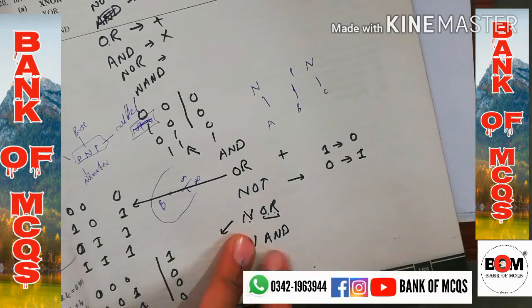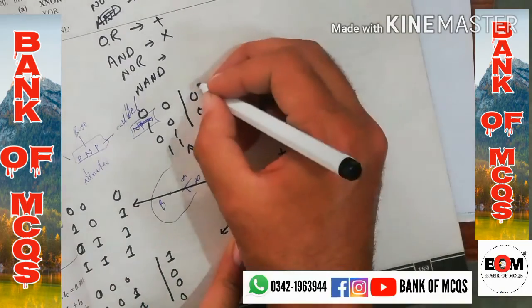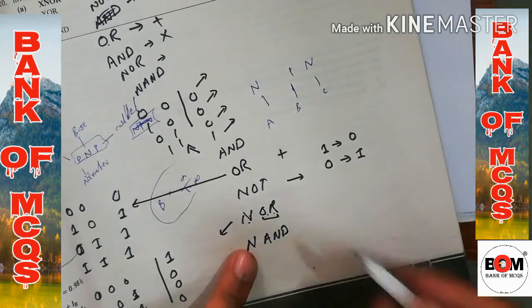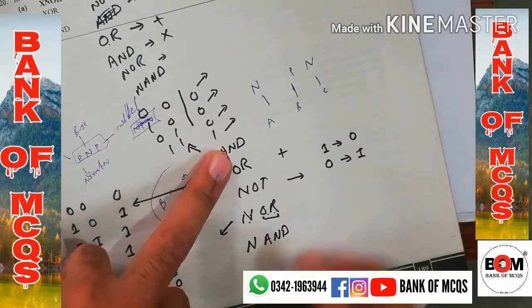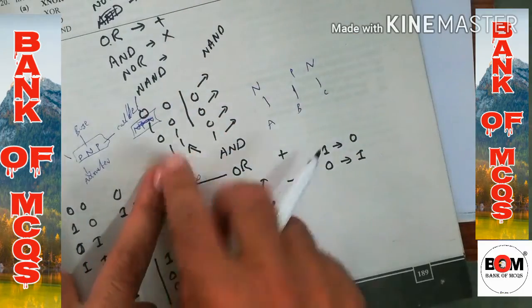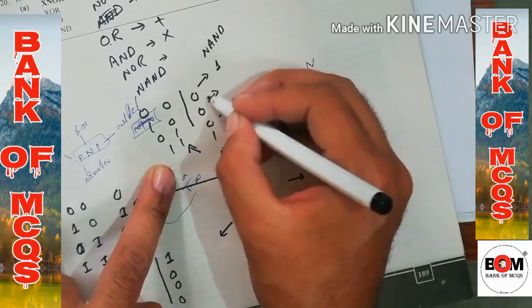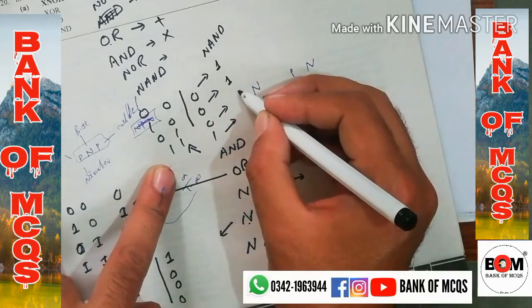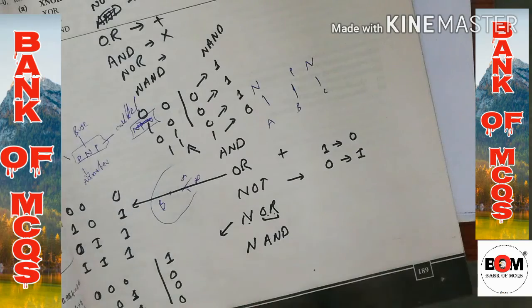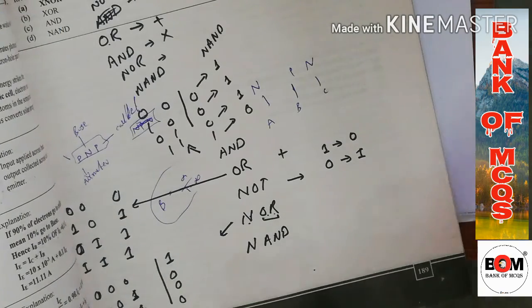And what does NOT do? NOT will just give us the result but in reverse, the alternate. So this is the result of AND gate. So what will NAND gate do? If this is the input of NAND gate, it will give us 1 instead of 0, 1 instead of 0, 1 instead of 0, and 0 instead of 1. So this is simply the gates.